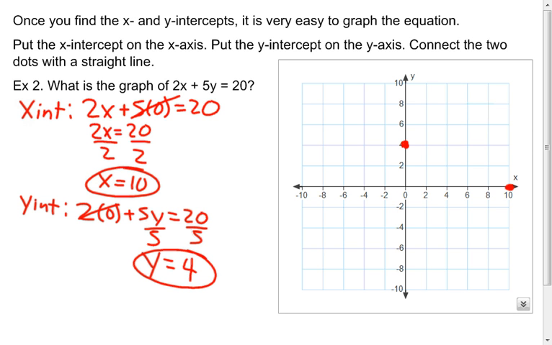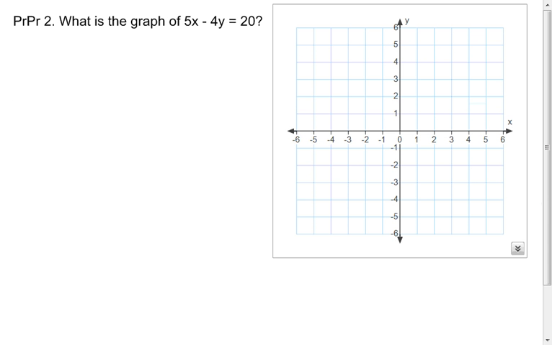And now I just connect the two. Don't have to count any boxes. Don't need a table of values. All I need is two dots and a line that goes through them. Most people think that's the easiest way to graph any straight line, is to use the standard form way. Here's one for you to try. Same thing.